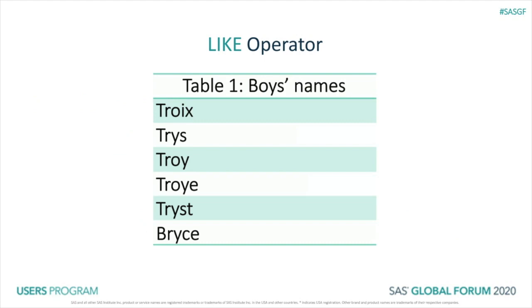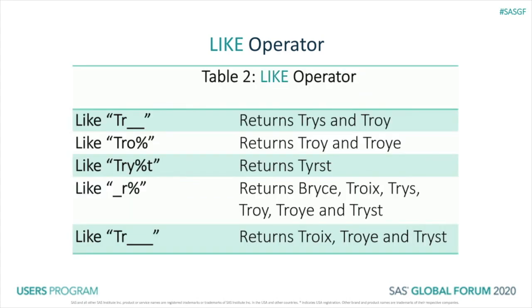Given a table of boys' names, you can see that we have six names here. The first character is either T or B, and the second character is always R, and there are varying lengths. So we're going to walk through some examples of usage of the LIKE operator. As you can see, the first example has LIKE 'TR__'. That will return everything that begins with TR and has four letters in it.